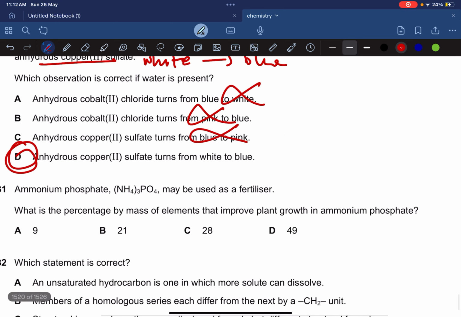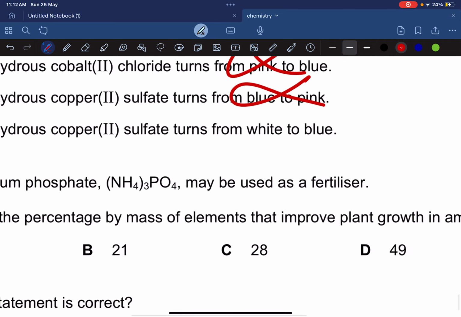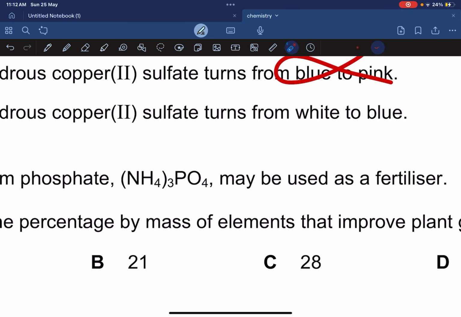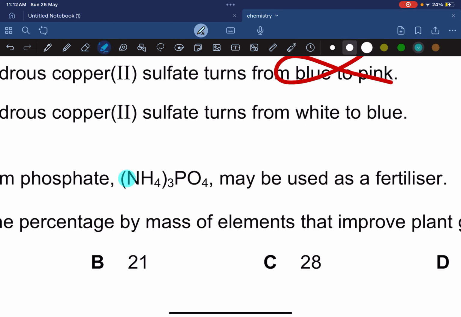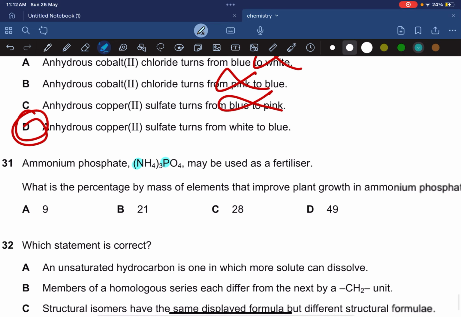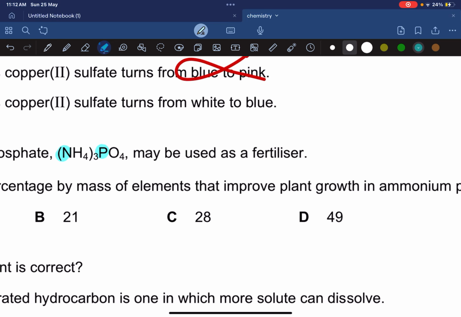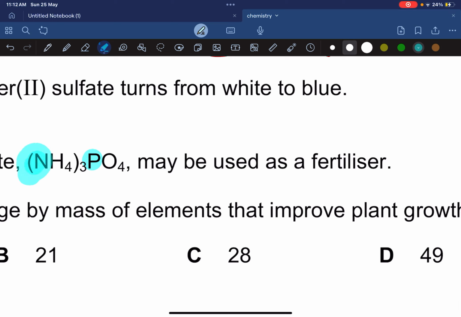Okay. Ammonium phosphate can be used as a fertilizer. What is the percentage by mass of the elements that improve the plant growth in ammonium phosphate? Okay, what kind of elements are we looking for? NPK fertilizers: nitrogen, phosphorus, and potassium. Okay, nitrogen, phosphorus, and potassium, that's what we're looking for. So over here we have nitrogen and we have phosphorus. So what do we have to do? The percentage by mass of the elements, we have to take the mass of nitrogen and phosphorus above and all this mass below.